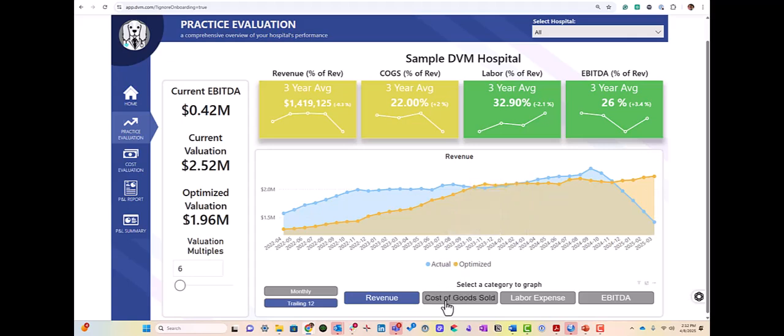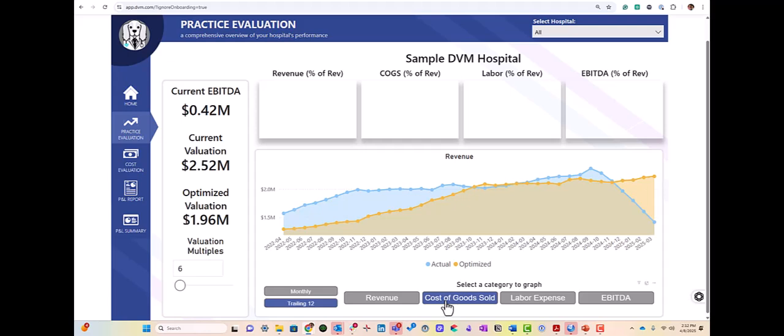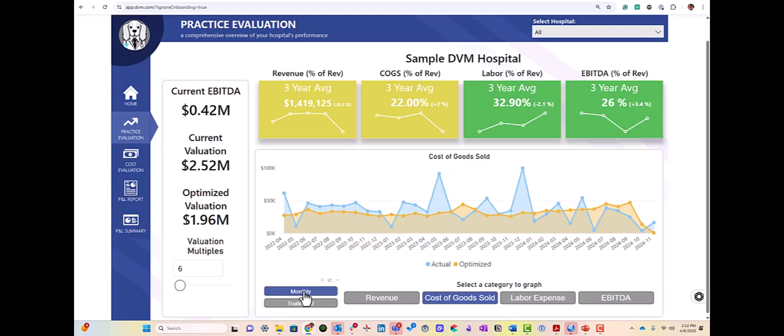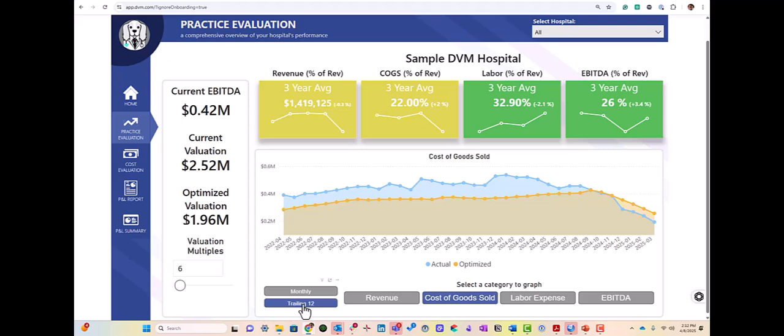Another big driver of EBITDA besides revenue is cost of goods sold. So when we click over to that, we can see right away that this hospital has been running over. So the blue line is what they're paying in cost of goods sold compared to where we want to see them. And these are percentages of revenue. So again, we really want to see your COGS at a 20% average of your revenue, and they're running above that. And again, if you hover over any of those, you can see. You can also switch between trailing 12-month and a monthly view. The hard part is there's a lot of variability in the monthly view, so a lot of times when we're looking for trends, we're looking in that trailing 12-month view.